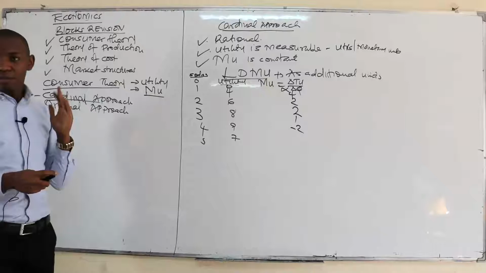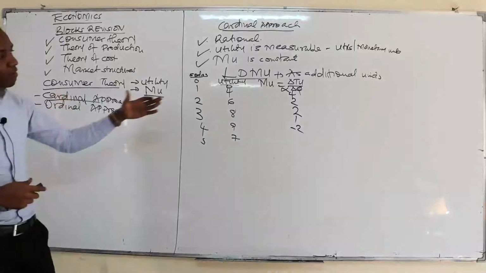However, there are exemptions to this law. The exemptions. What are the exemptions to the law of diminishing marginal utility? The exemptions of the law of diminishing marginal utility, whereby in this case it will now go again as this.